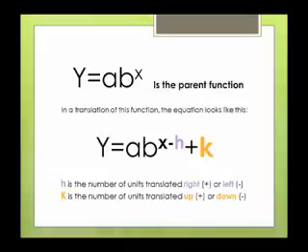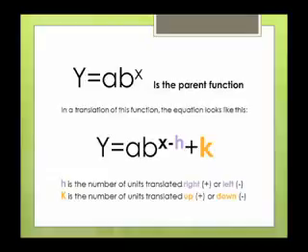In this case, to avoid some confusion, when h is a positive number, it's going to be x minus that positive number for h. So that will go to the right. If h is a negative number, it's actually going to look like x plus h. In that case, it will go to the left.